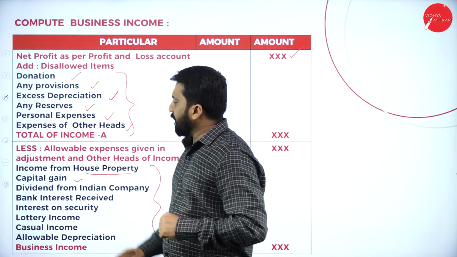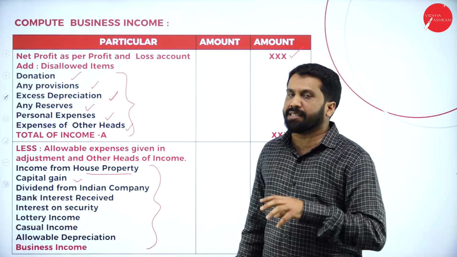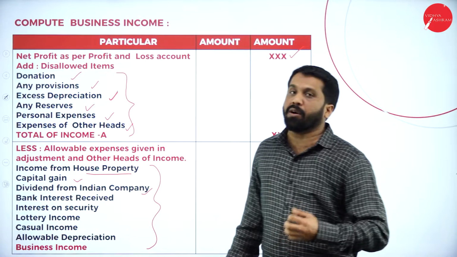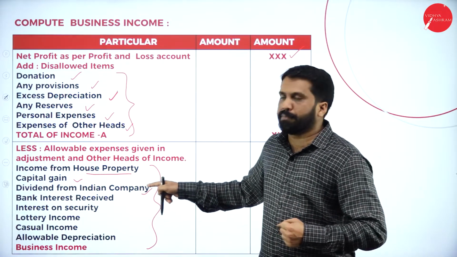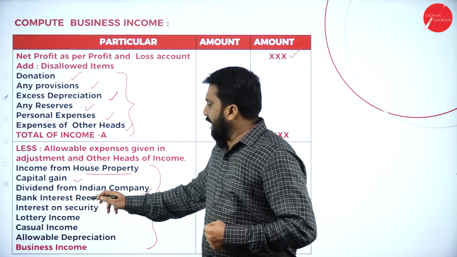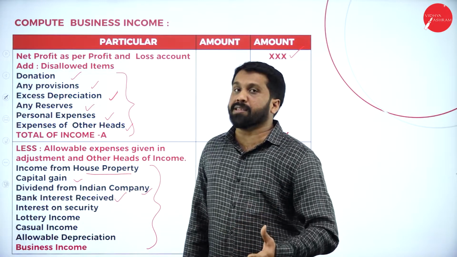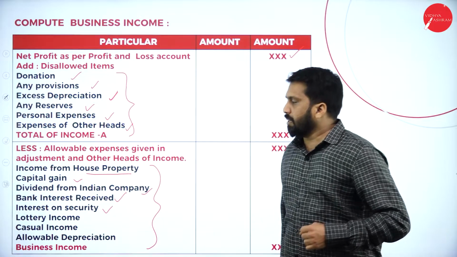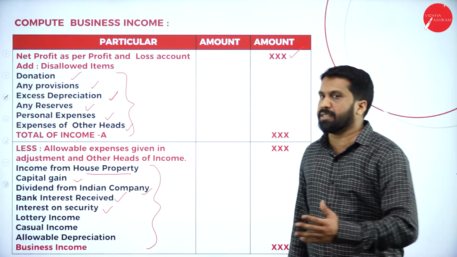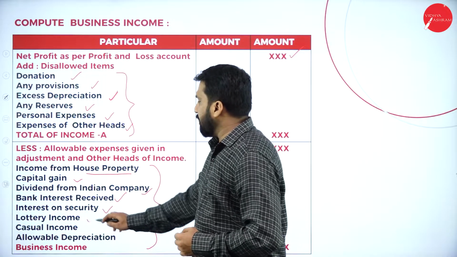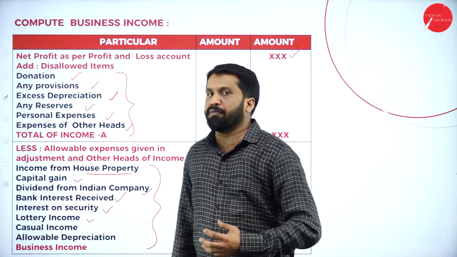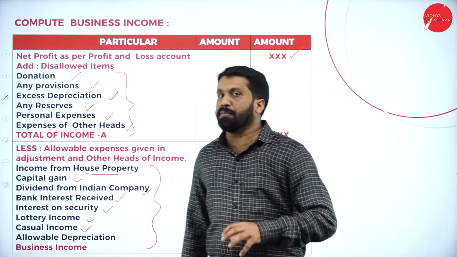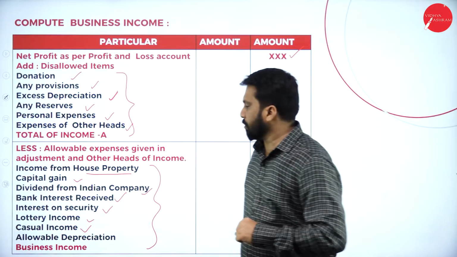Now, capital gain is not your business income. Dividend from Indian company, always it is exempted, and along with that, it is not your business income. Bank interest received, income from other sources, not part of this. Interest on securities is also not part of your business, it is also other. Lottery income also not part of your business and it is other source. Casual income also not part of your business, it is income from other sources.